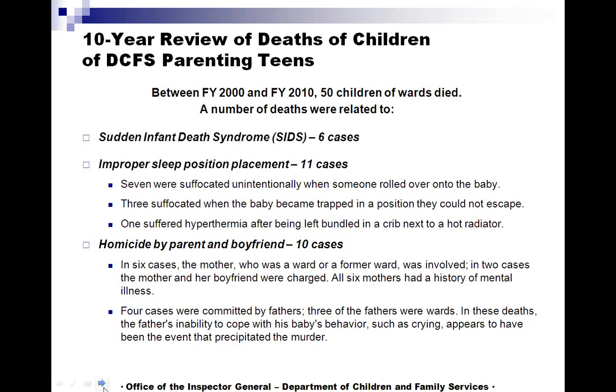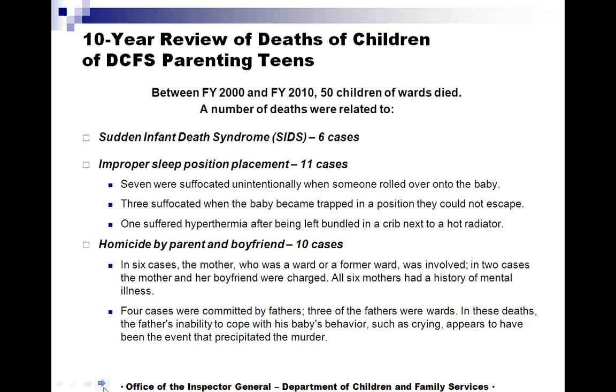This is the subpopulation of children of wards of the department. So it would be either the parent was a ward at the time of the child's death or within a year of being emancipated from the department. This is data that was gathered between FY 2000 and FY 2010. We had about 544 children of wards each year during this period. The population of wards was between 580 and 600 in a given year. This database shows 50 children of wards who died during this 10-year period.